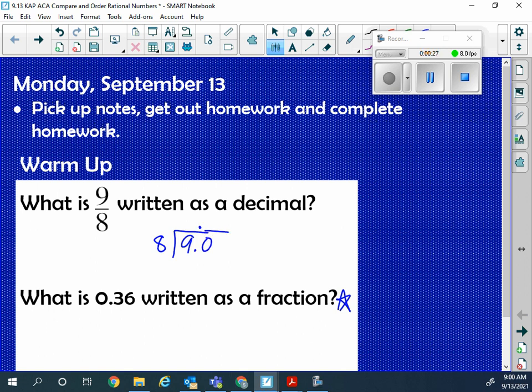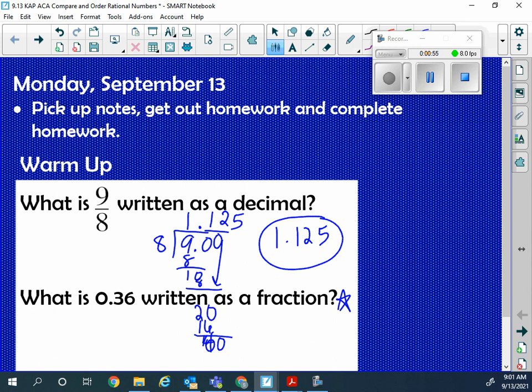So how many times does 8 go into 9? Once. And then what? 1, which would be 2. I have to keep going. Add another 0. And then what? 2, which is 16. Add another 0. 4. Add another 0, which would be 5. So 1.125. How many people got that? Good. So was it long? Was it hard or just kind of long? Just kind of long. It wasn't bad.